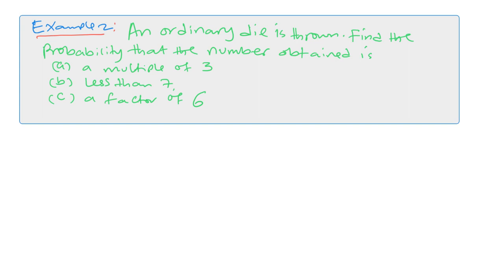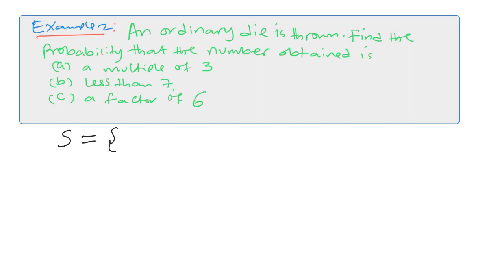But let's continue. The first question is, the number obtained is a factor of 3. Before we get a factor of 3, let's list the possibility space. What are the elements of the possibility space? I'll always use S to stand for sample space.